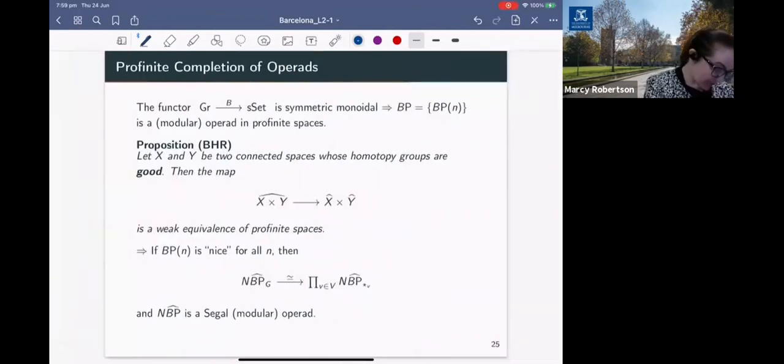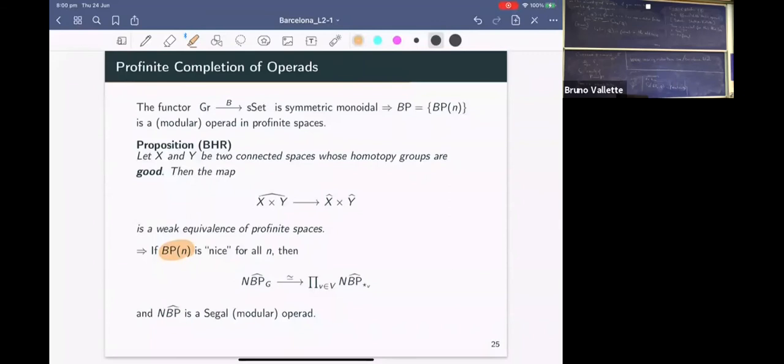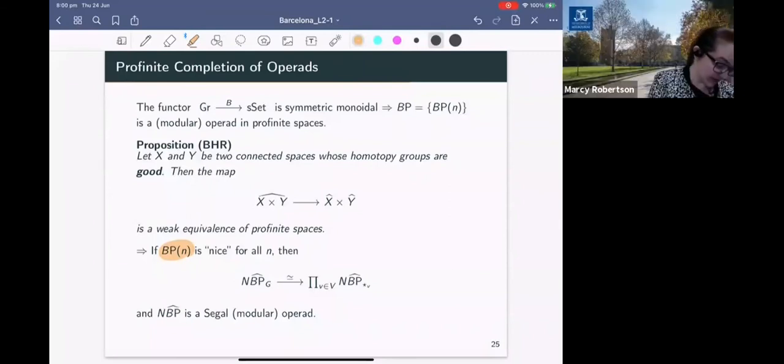But if the classifying spaces of our groupoids are these nice spaces, meaning they satisfy the conditions of this proposition, then the Siegel maps for the nerve of this completion are weak homotopy equivalences, and this gives me a Siegel modular operad. So if everything works out nicely and my groupoids are nice so that my classifying spaces are nice, then I get a Siegel modular operad.